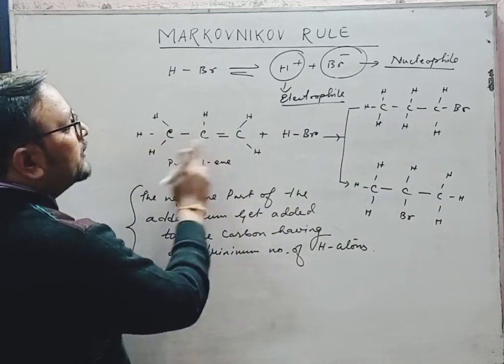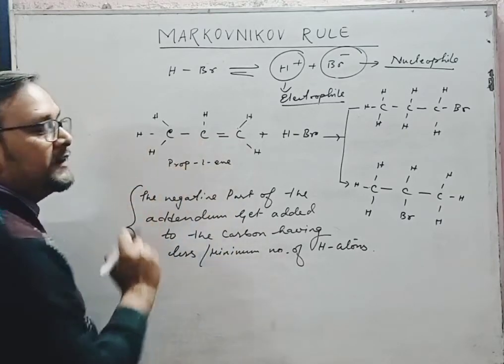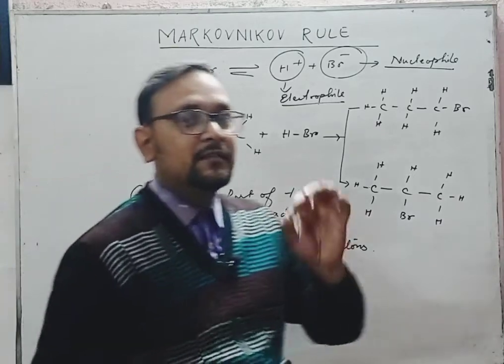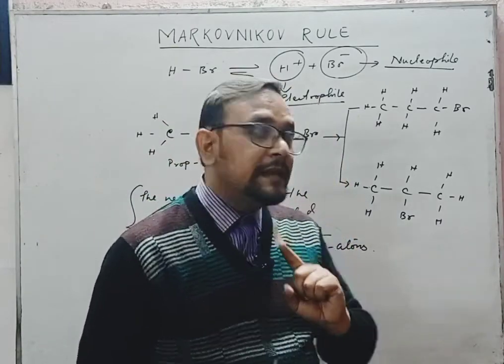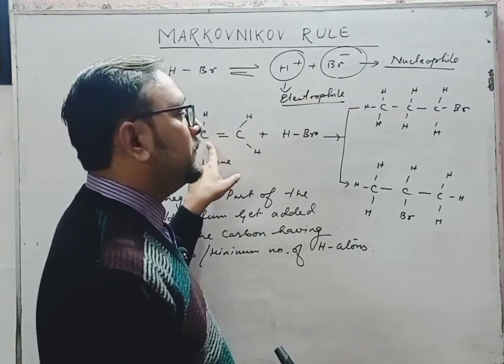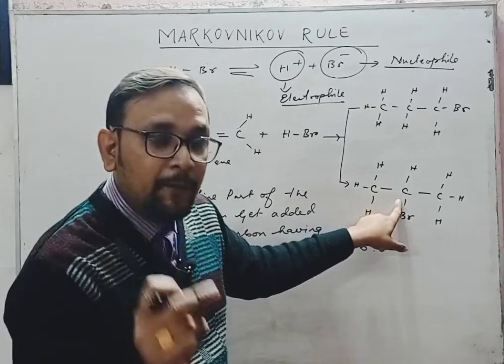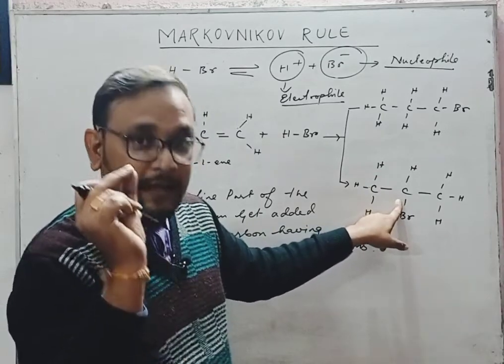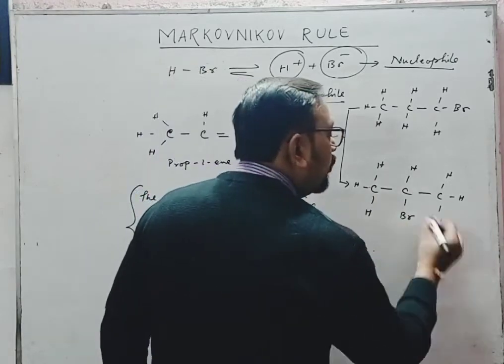Which carbon is having the minimum number of hydrogen? 1, 2, 3. You see, the middle carbon here has the minimum number of hydrogen, which means the negative part will be added to the carbon having the minimum number of hydrogen, which means this is more stable.